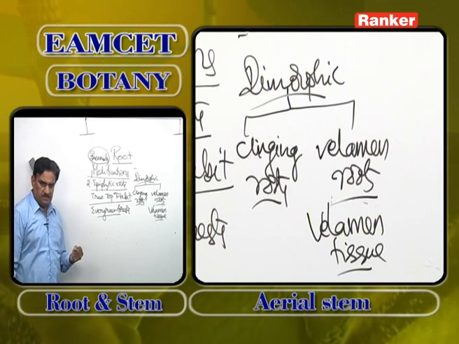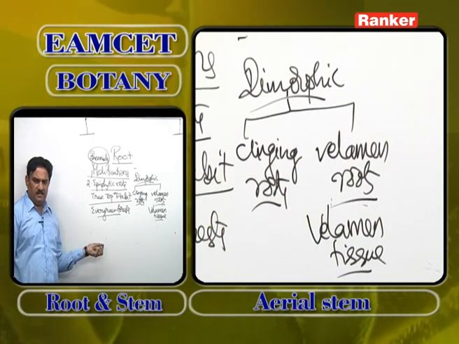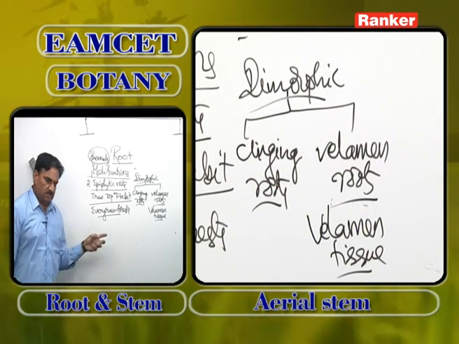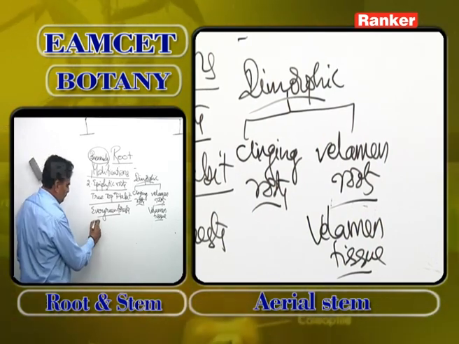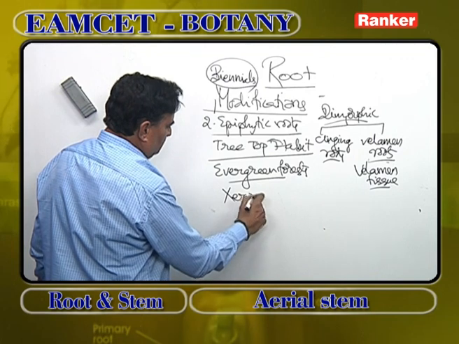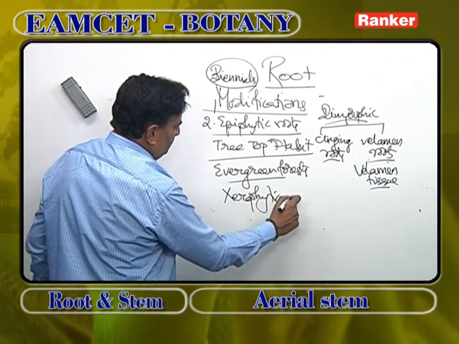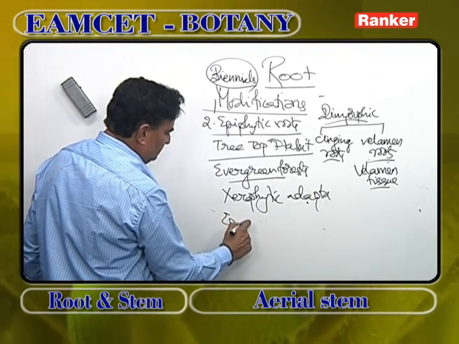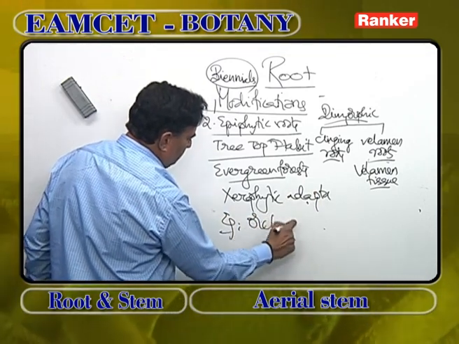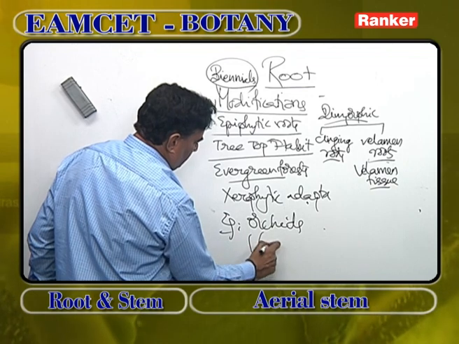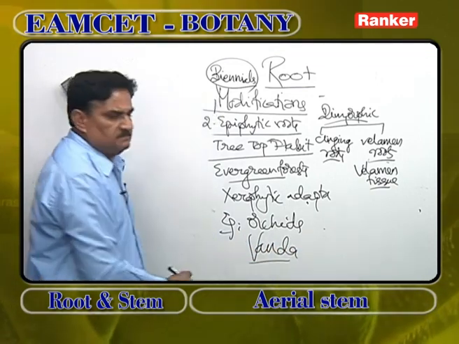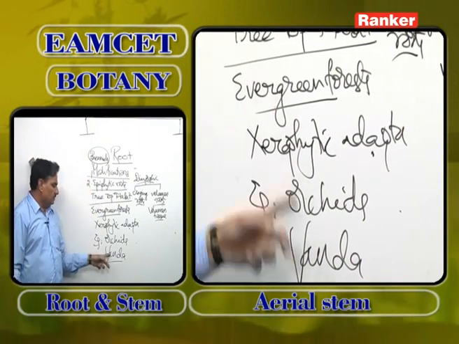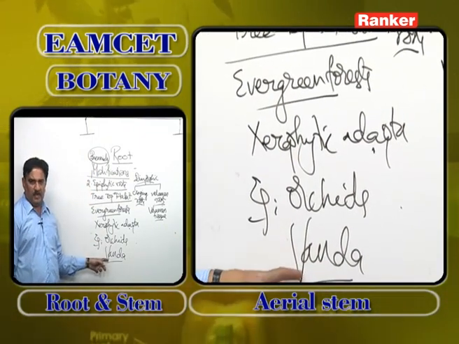Whenever velamen roots absorb moisture, very little amount of water will be there. These plants do not have any contact with the soil. That is why, in order to conserve the water, these plants also show xerophytic adaptations. The best example is many orchids, and one individual example is Vanda. So, many orchids show epiphytic roots. Particular example will be Vanda.